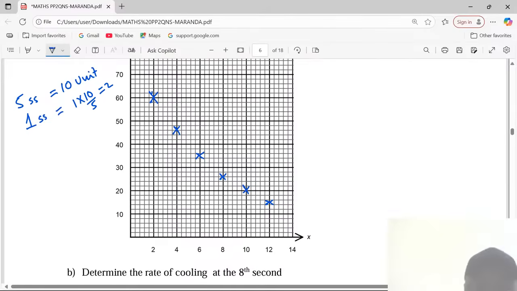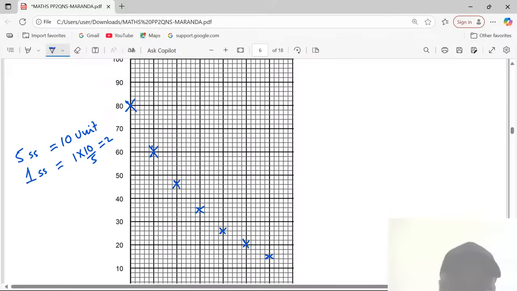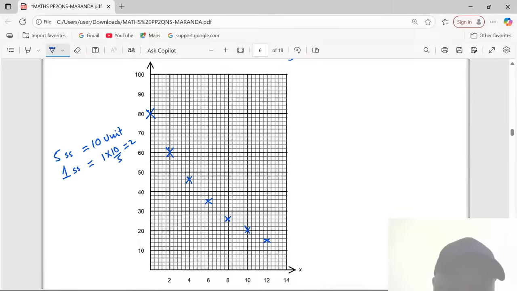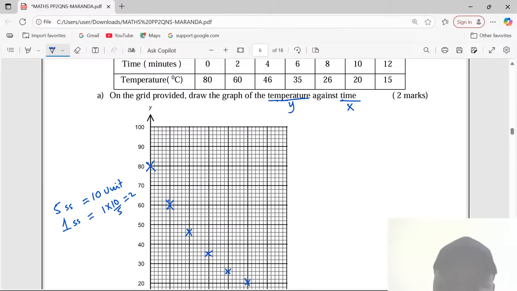Those are the coordinates. The first thing is to ensure that you plot your coordinates well, because for these 2 marks, we need the plotting and a curve. So for you to get 2 marks, the plotted coordinates are supposed to appear very well.